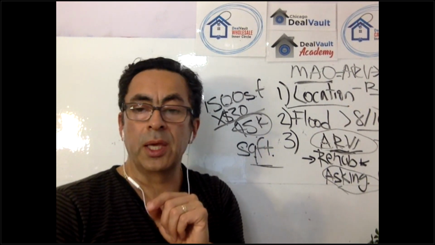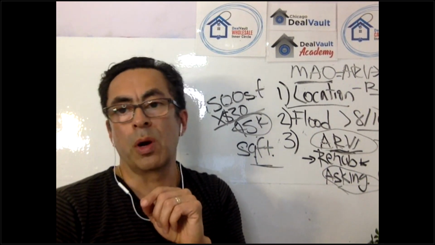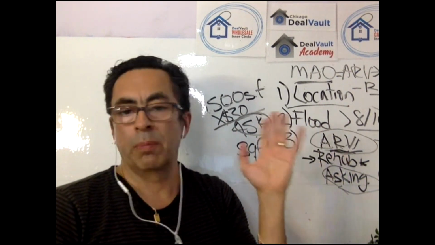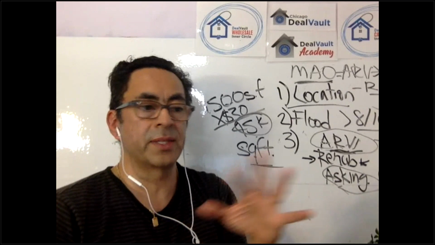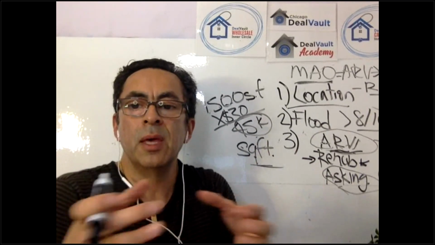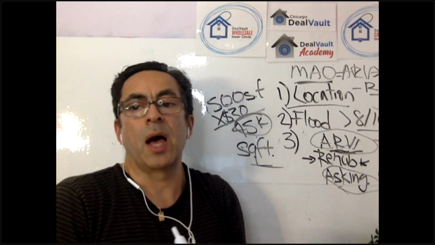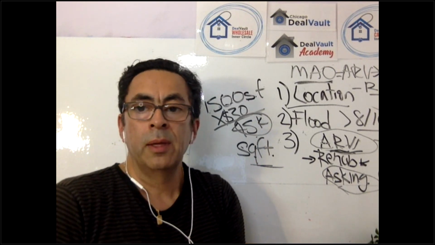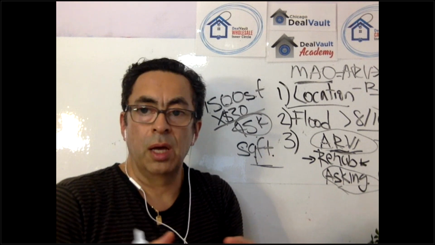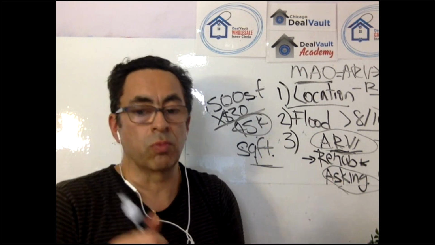So the sweet spot is focusing on properties where the square footage is anywhere between 1,000 all the way to 1,700 square feet. That's the sweet spot, because your rehab is going to be below 60,000. That's critical to keep your rehab and construction budget tight. So that's rule number one.